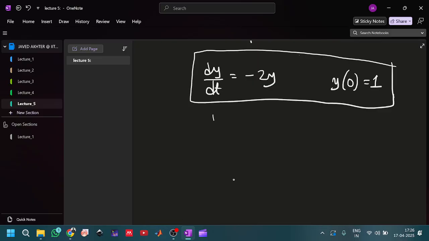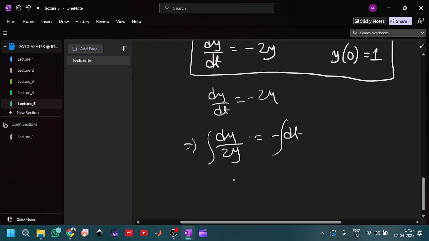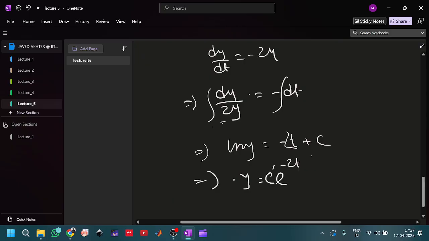So it is dy dt minus 2y. So dy dt equals minus 2y, so dy over y equals minus 2 dt. If you do the integration, let me take 2 here. So this will be ln y equal to minus 2t plus c. So y will be e to the power minus 2t, times some different constant. So this is how your solution will look like.